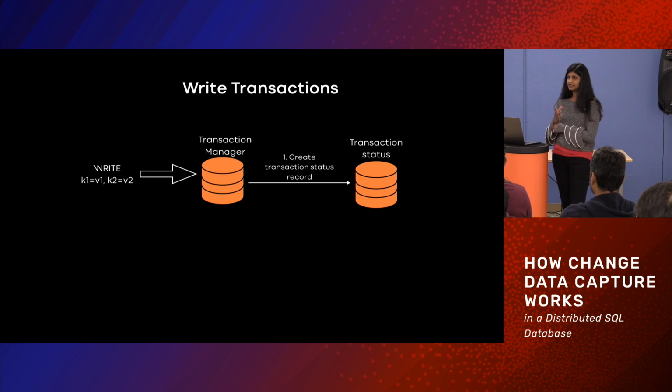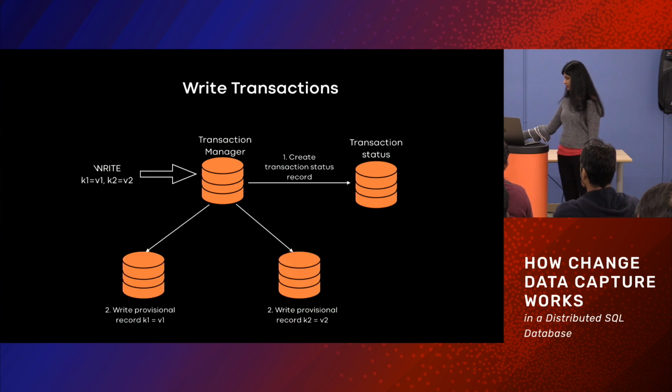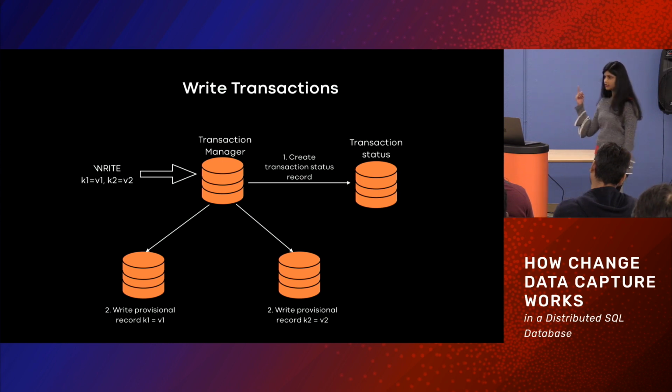The transaction status record is just some metadata that we keep on our end to keep track of whether the transaction has started, has committed, or has aborted. Once this transaction status record is written, the transaction manager then writes what we call provisional records to the tablet leaders. So in this case, you have written 2 rows: K1 equal to V1 and K2 equal to V2.